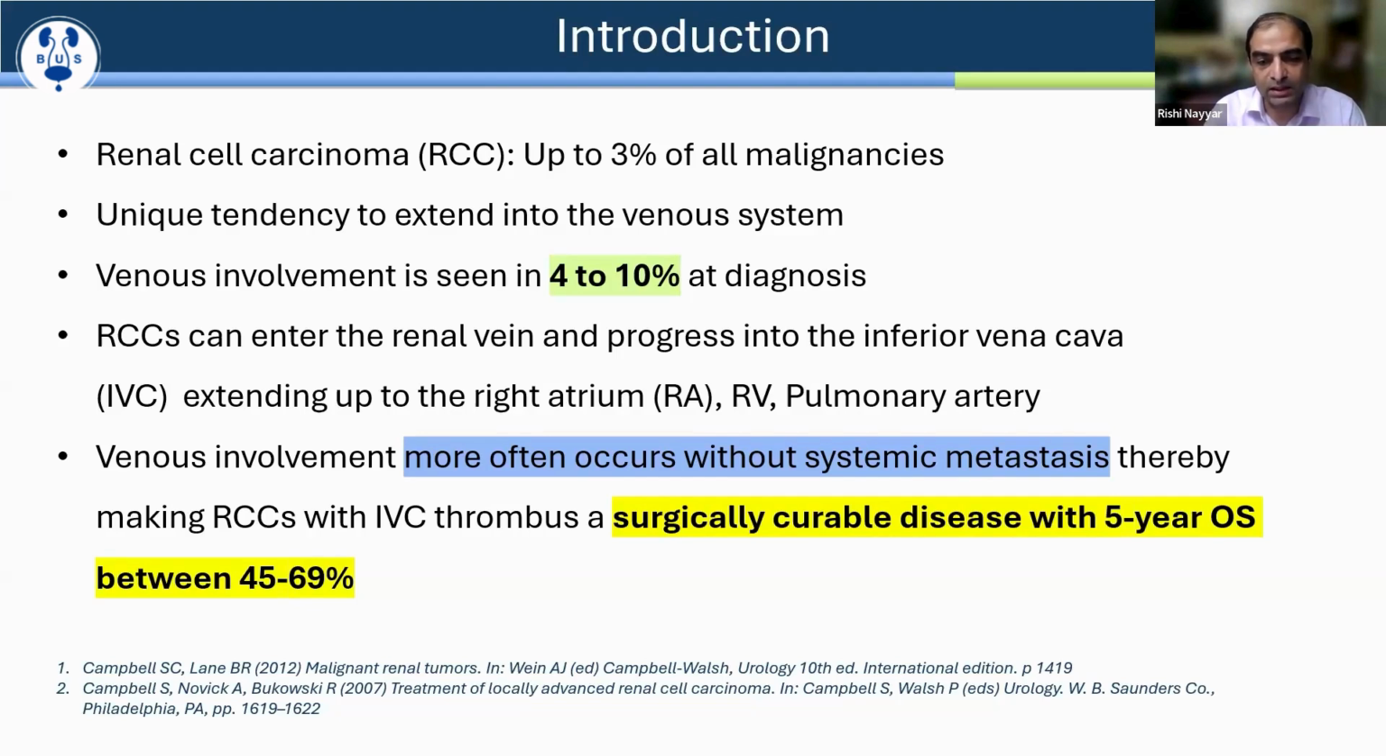And even in 3B and 3C IVC thrombus tumors, the 5-year survivals achievable by surgical means are high, up to the tune of up to 70%. So the survival benefit is there for these IVC thrombus patients, and they should not be just regarded as, although they are locally advanced, they are curable to quite an extent.